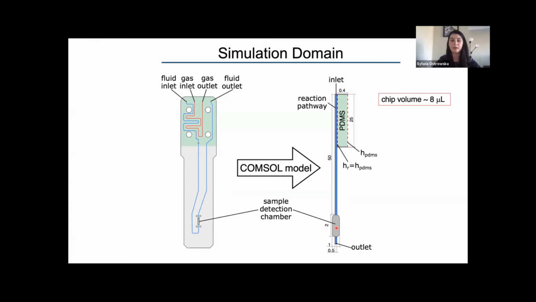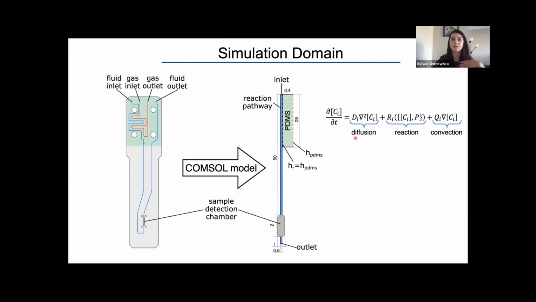And so now the flow pattern in the reaction pathway was found by solving the Navier-Stokes equation, and the resulting velocity distribution was used in the diffusion reaction convection simulation of the hydrogenation reaction. And the gas channel wasn't modeled explicitly, but what we have done is imposed a constant concentration at the appropriate boundaries.